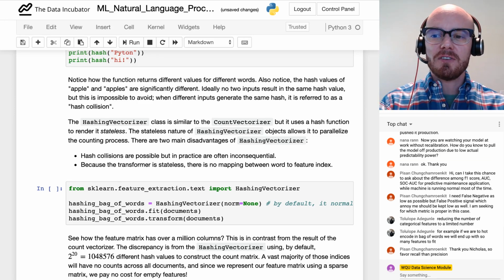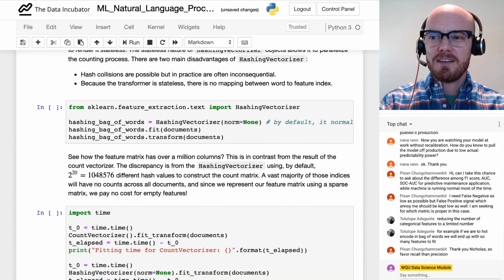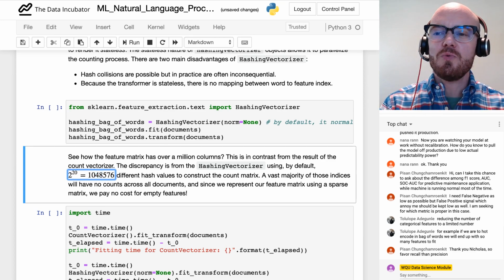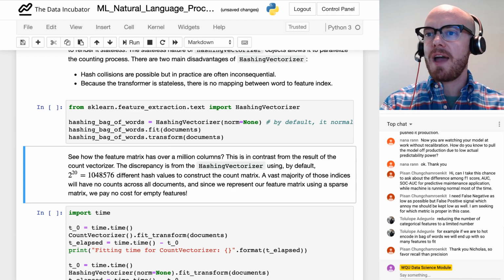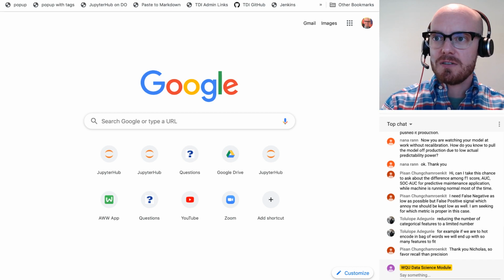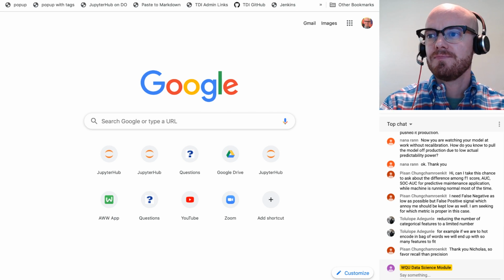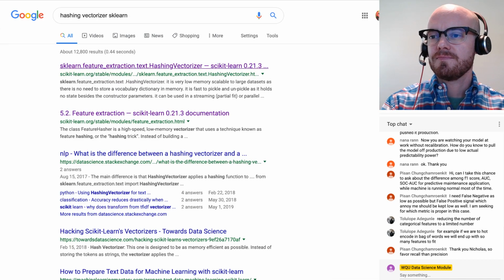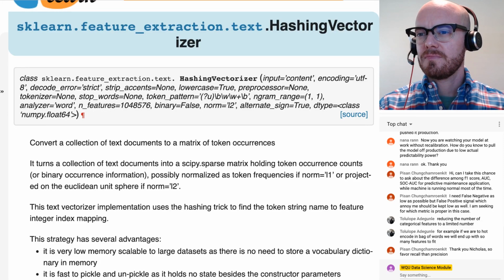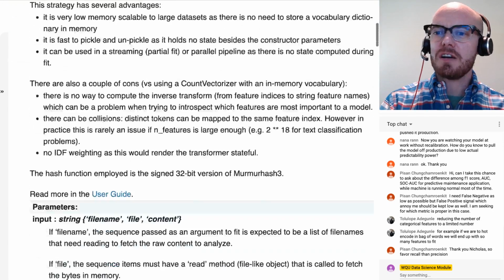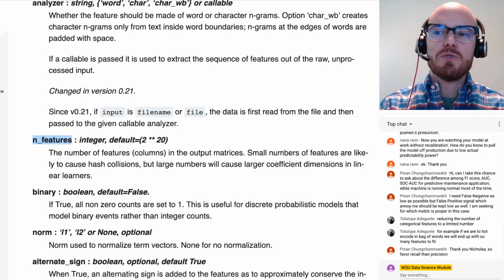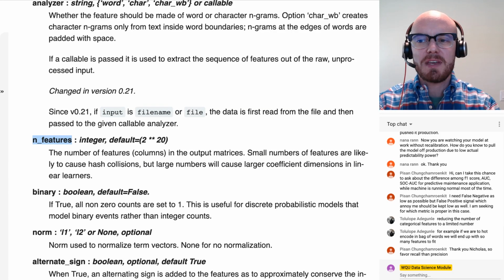Now the default is, let's see here, a million. Well, 2 to the 20th. And so if you wanted to reduce the number of features, if you go to hashing vectorizer, sklearn, there is an n features argument where you can reduce the number. So you can say instead of 2 to the 20th, let's make it 2 to the 10th.